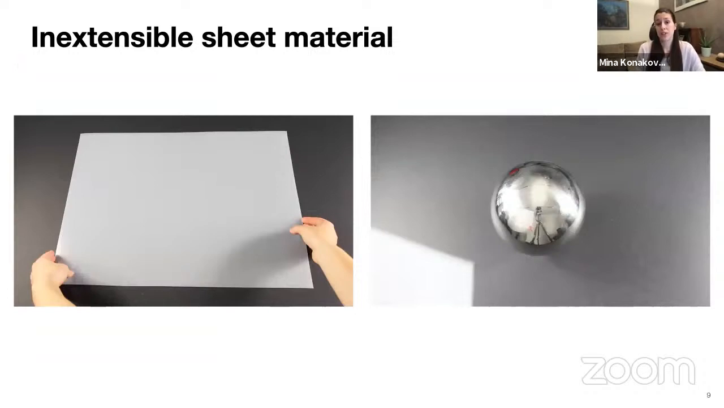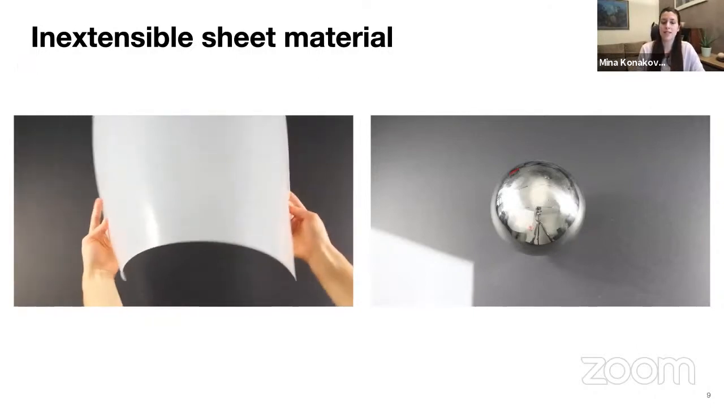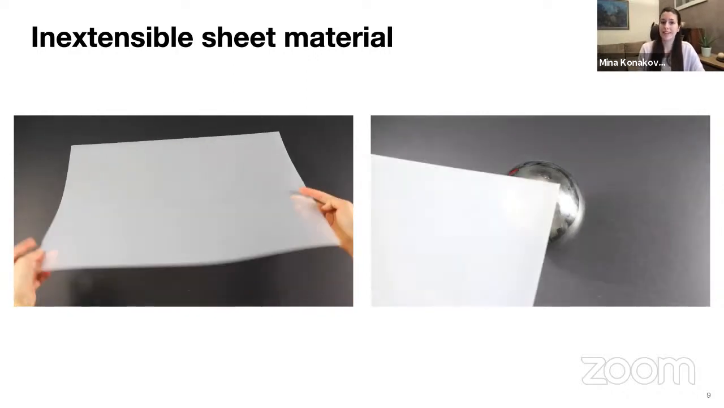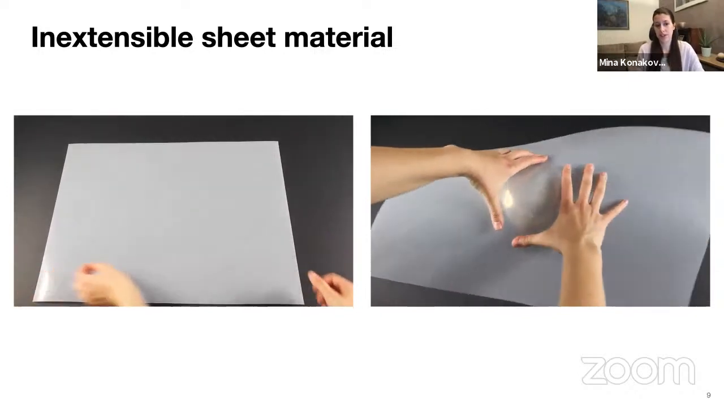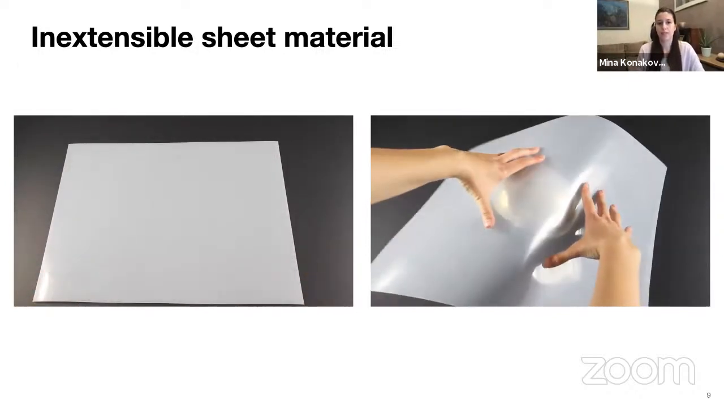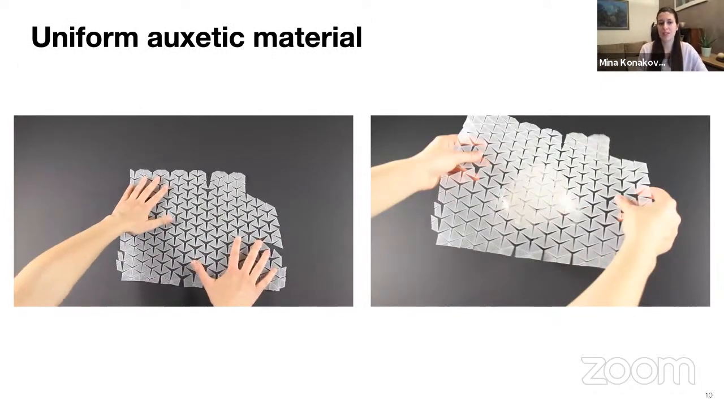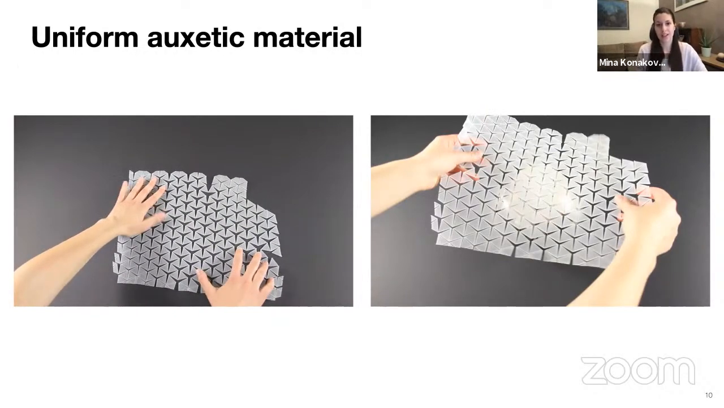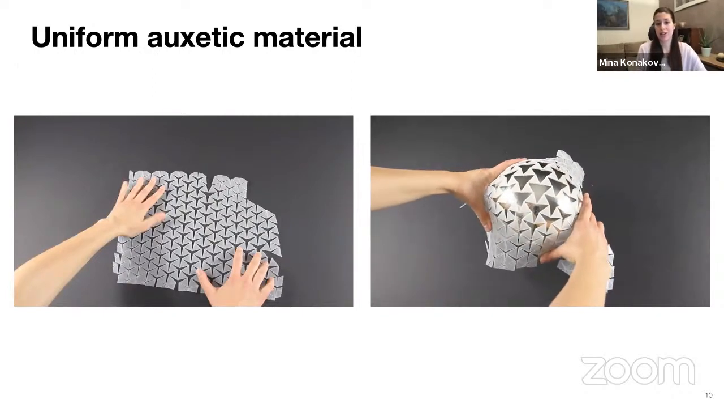And to answer this question, we start by looking into how to create an auxetic sheet. If we take a sheet of flexible but inextensible material like this thin acrylic here, it can bend freely, but it cannot approximate even a simple shape such as a sphere because there is no stretching in the material. But if we insert a regular pattern of slits into the very same material, it turns an inextensible material into a uniform auxetic. And now it can stretch, it can wrap around the sphere and approximate a larger class of shapes.